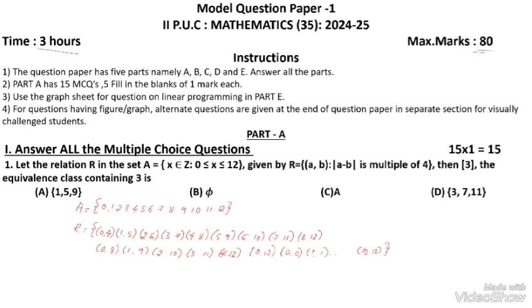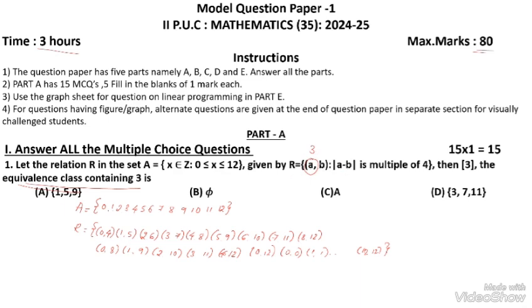But we want the equivalence class containing 3. It means that when we take the pair, one value should be 3 only. Here we have to find the equivalence class of 3, so a must be 3, and then we have to take the values of b, which will change.